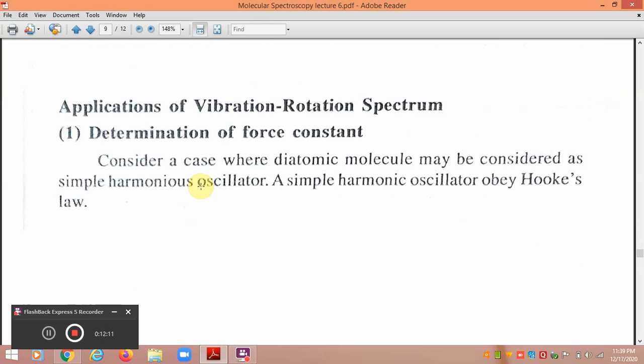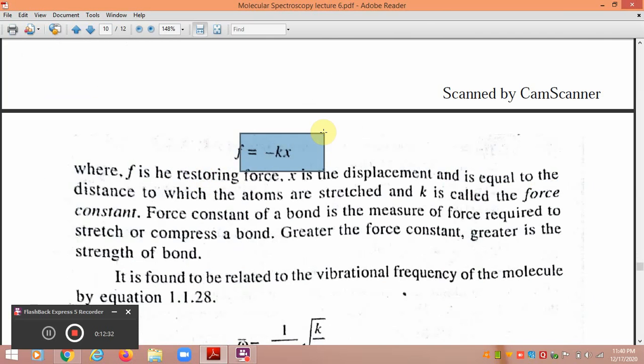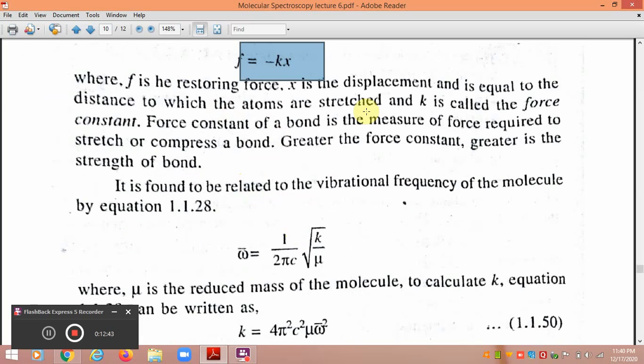There are various applications of this vibration rotation spectrum, and the first one is the determination of force constant. Here, the diatomic molecule is considered as a simple harmonic oscillator, and a simple harmonic oscillator always obeys Hooke's law. According to Hooke's law, restoring force is directly proportional to displacement. The negative sign indicates these are acting in opposite directions. X is the displacement, and K is called the force constant. The force constant of a bond is the measure of the force required to stretch or compress the bond.